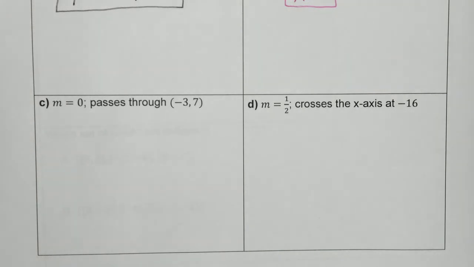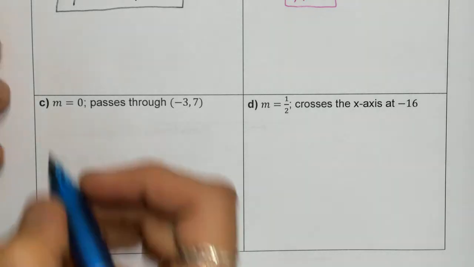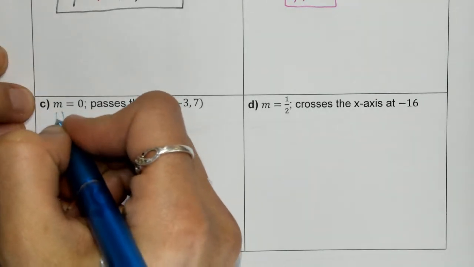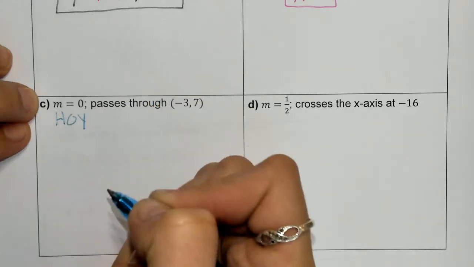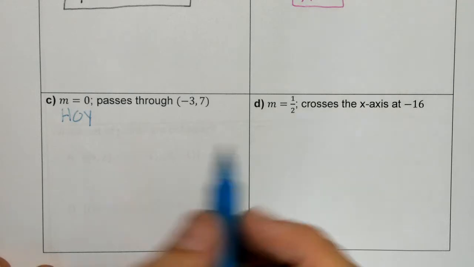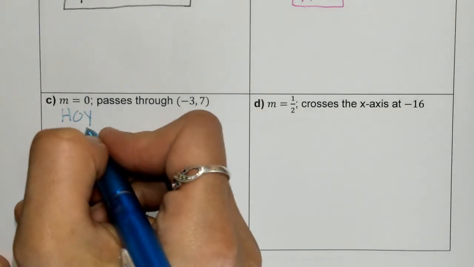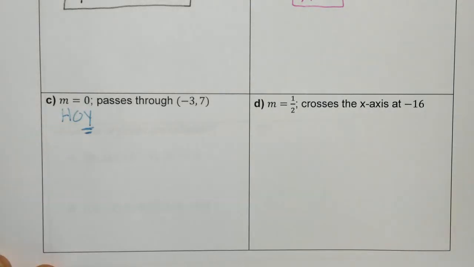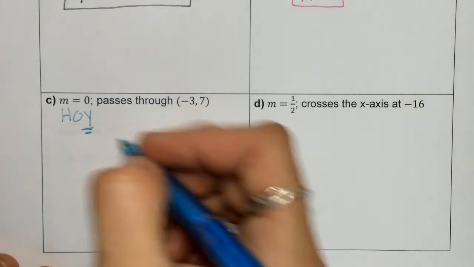Now this is our 0 slope. We don't put in 0 for m, okay? So just like the previous one where we had vux for undefined, here our zero slope is hoi, okay? And we're going to pass through -3, 7. Well, with hoi, we remember that we now have y equals a number. That's it. There's no x involved. It will not cross the x-axis, okay?